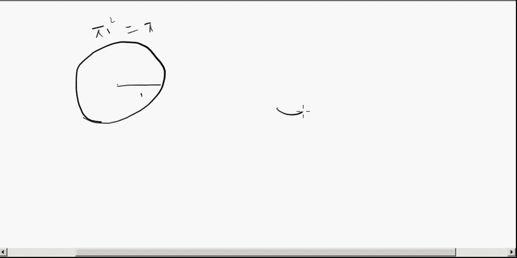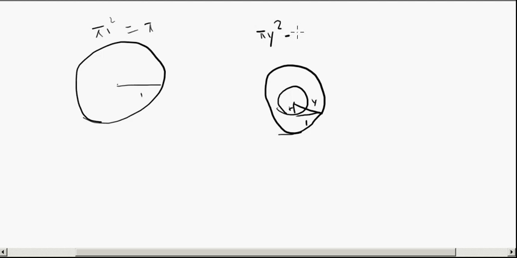So if we draw the original picture again, we have a circle. We have something of length 1. We have another circle, supposedly concentric. And here's our issue. We have a radius r, which we don't know. We have a radius y, we don't know. And we have a length 1, which we do know. And what we want is pi y squared, the outer circle area, minus pi r squared, the inner circle.